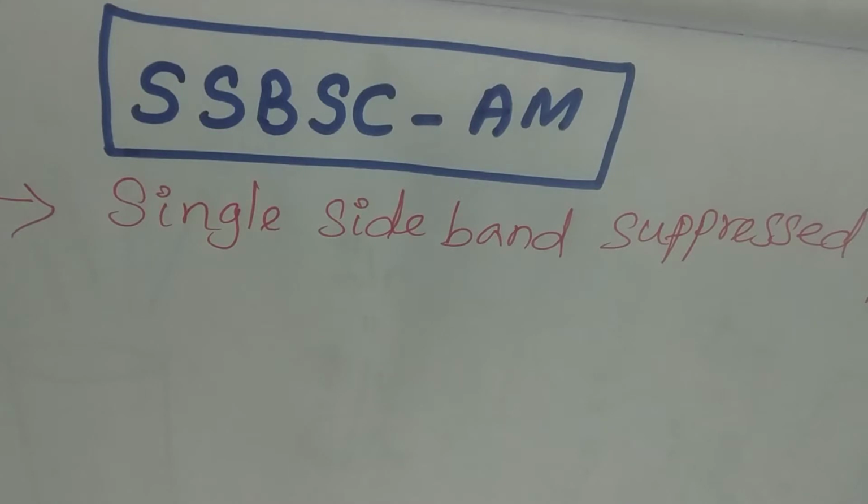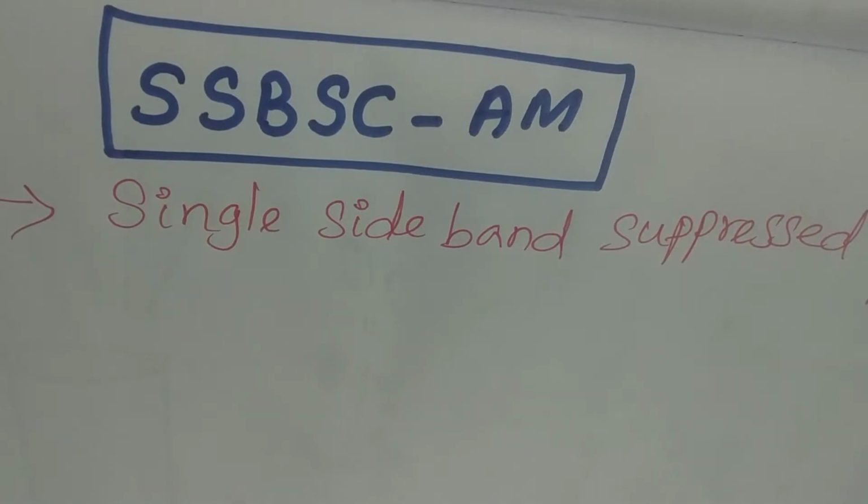Double sideband full carrier amplitude modulation is the traditional amplitude modulation. In that, 2/3 of the power is wasted during the signal transmission. So to save the power, we are going for the double sideband suppressed carrier amplitude modulation scheme. In that scheme, we are saving the power from 33.3% to 66.7%, but the bandwidth remains the same. So in this technique, single sideband suppressed carrier amplitude modulation, we are going to save the power as well as bandwidth.